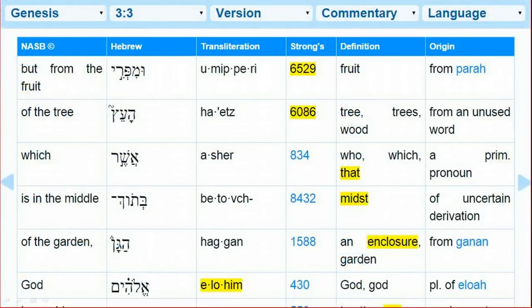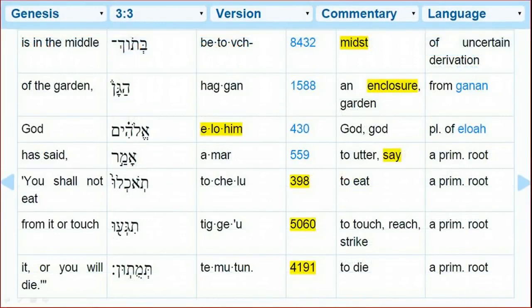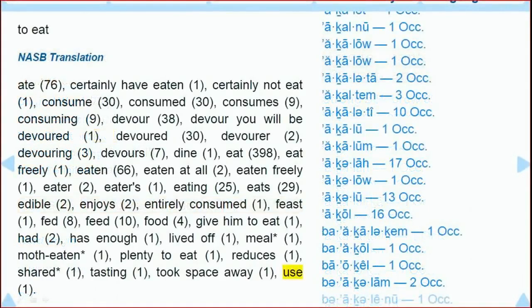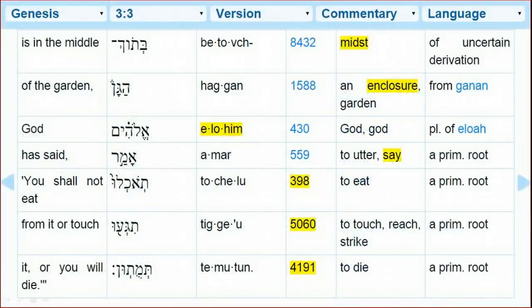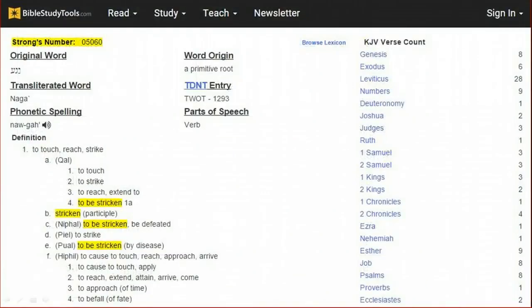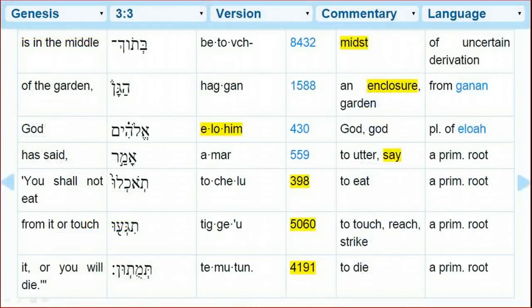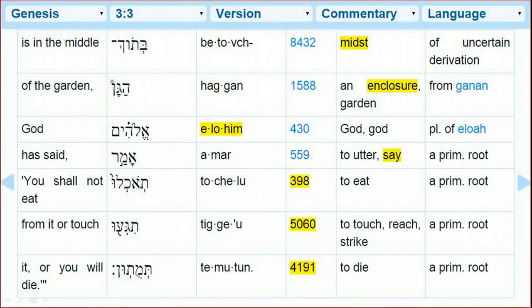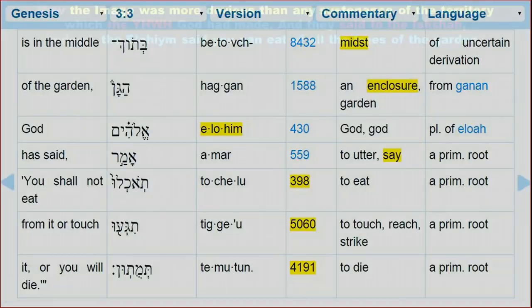So it says, the reward of the shaft that is in the midst of the enclosure, the Elohim said, and then this word translated as eat, number 398, right here it's the word akal, and it also means use. Then the word translated as touch, number 5060, also means to be stricken. And the word translated as die, number 4191, also means to perish. So it says the Elohim said, if we use it or are stricken by it, we will perish.